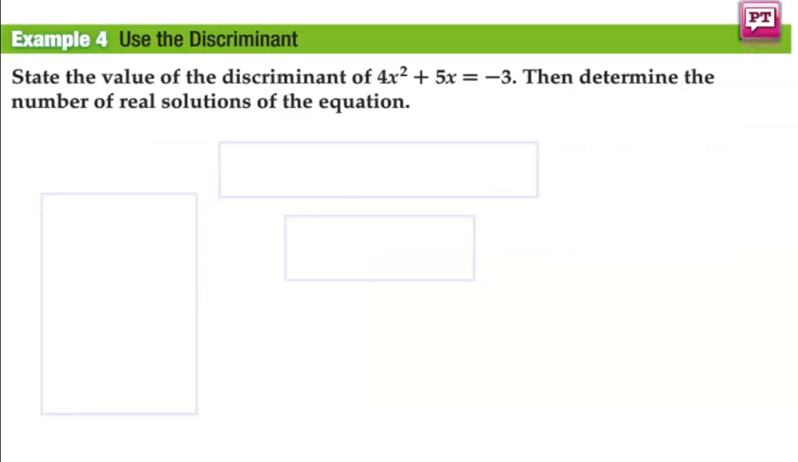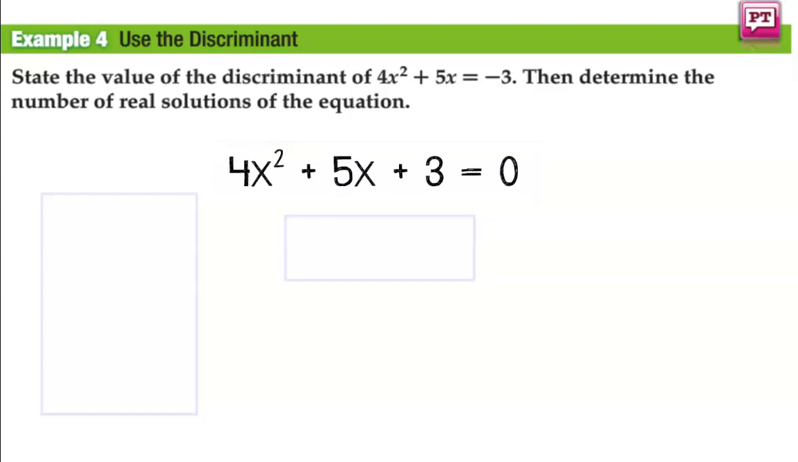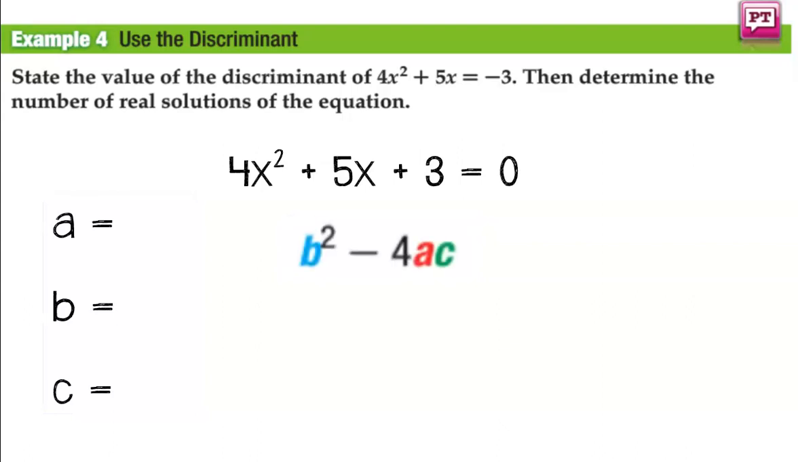So let's take a look here. If I gave you this equation, then in order for you to determine if it has any solutions at all, you put it in standard form first. So I take that minus 3 and I move it to the left-hand side. I identify the a, b, and c values, and then I substitute them into my discriminant expression. In our equation, a is 4, b is 5, and c is 3.